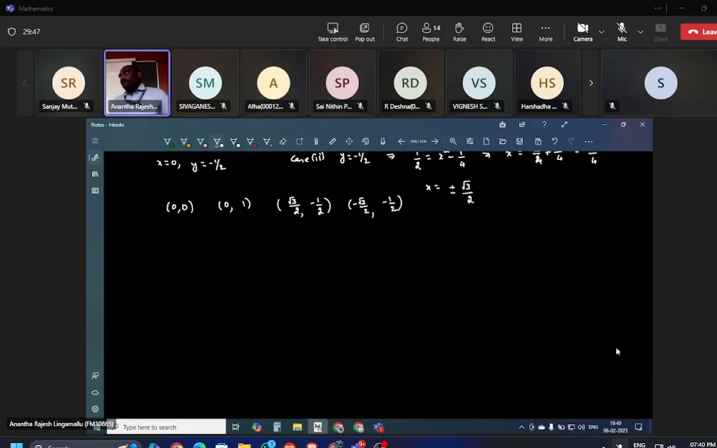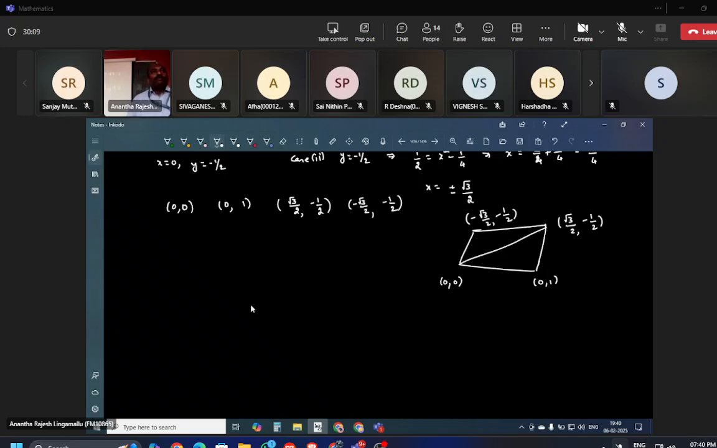You decide. Casual, huh? For casual, take any quadrilateral: (0, 0), (0, 1), (root 3 by 2, minus 1 by 2), (minus root 3 by 2, minus 1 by 2), like this. Okay. Now you join these two. So this area is nothing but this triangle plus this triangle only. So what is the first triangle's area?